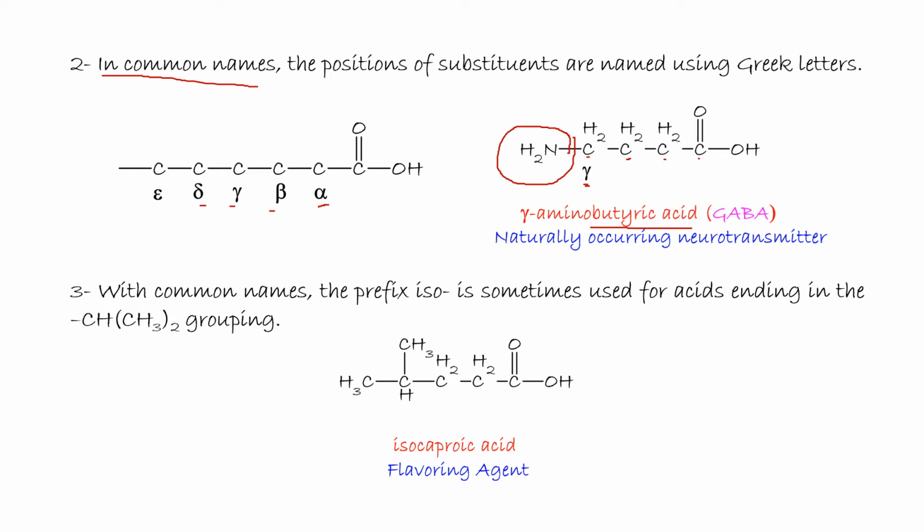With common names, the prefix iso is sometimes used for acids ending with a CH(CH3)2 group, ending with CH, CH3, CH3. This acid, C6, is caproic acid. Caproic acid with this CH3, CH3, we call isocaproic acid. That's a flavoring agent.